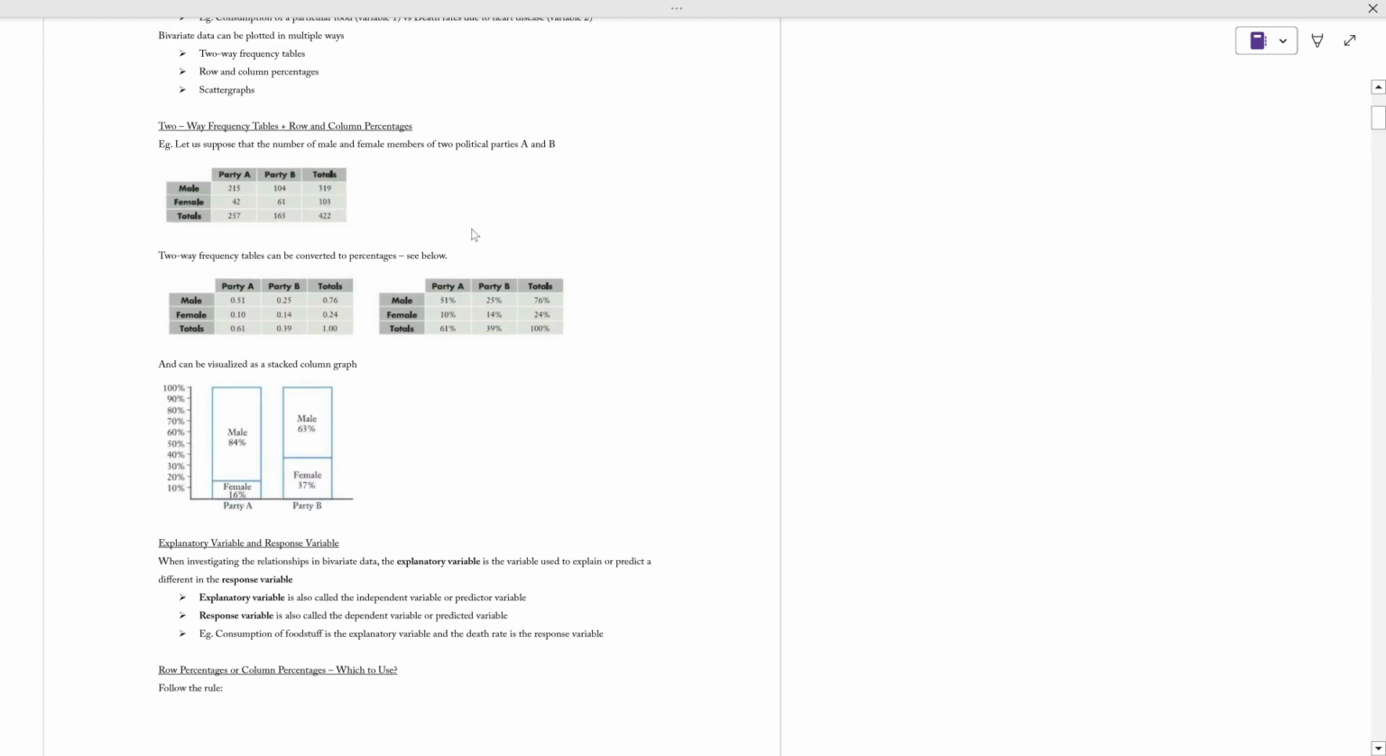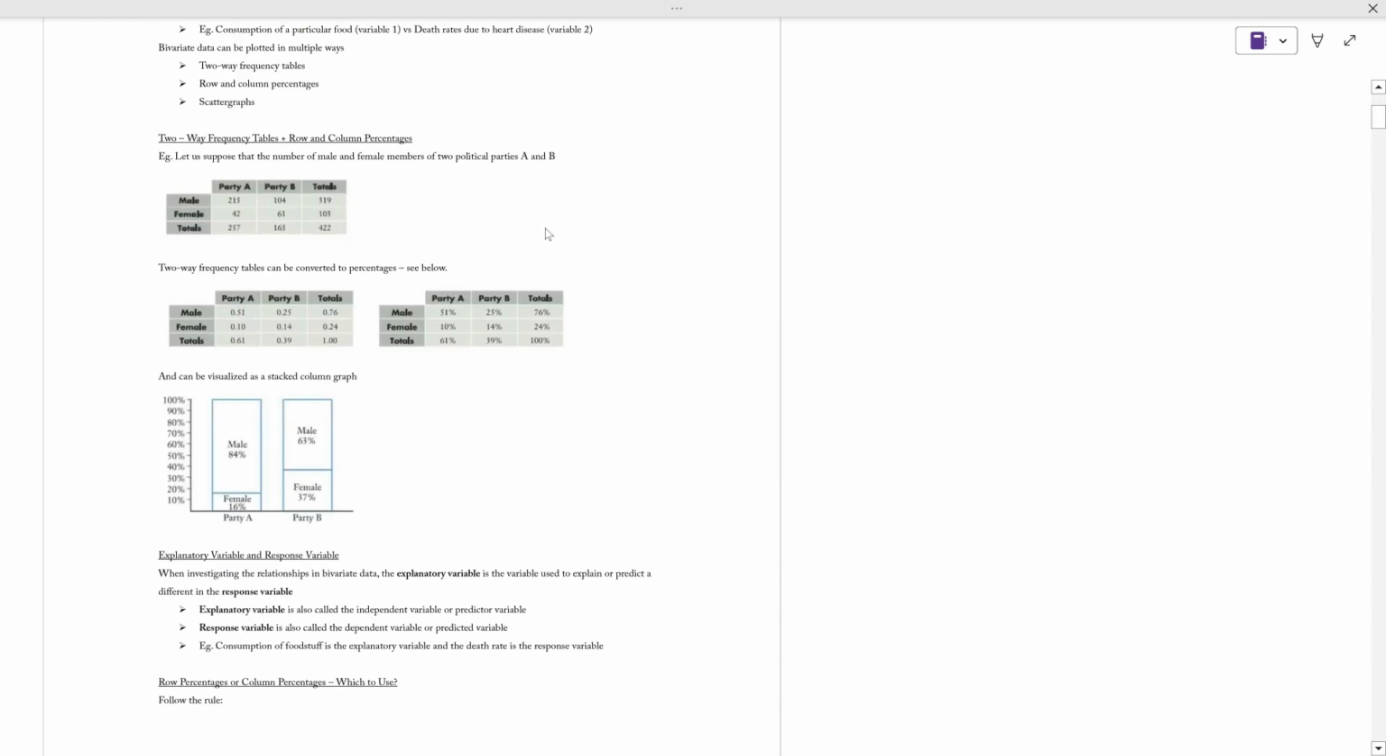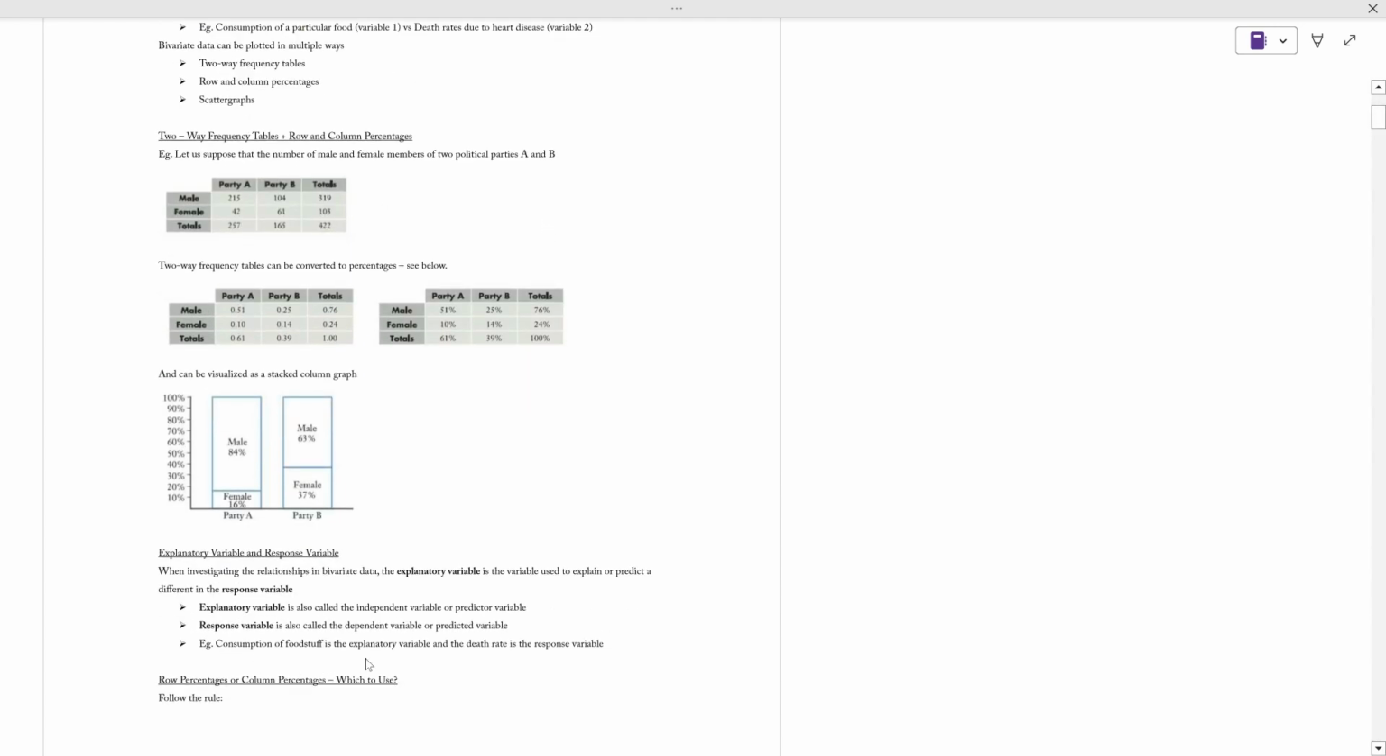So for the above example where we had consumption of a particular food versus death rates due to heart disease, the consumption of foodstuff is the explanatory variable and the death rate is the response variable. So the foodstuff is the explanatory variable because it basically affects the outcome of the death rate, the response variable, right?